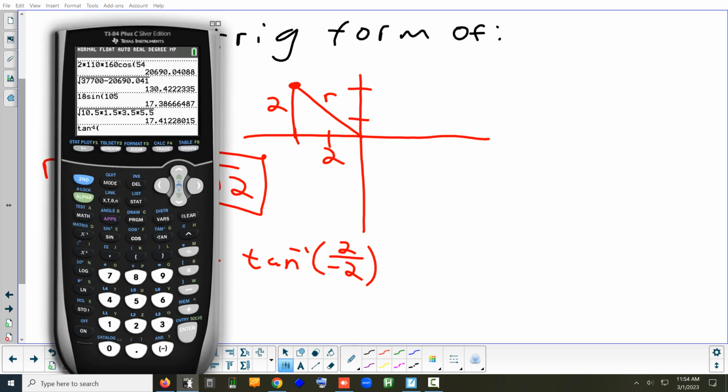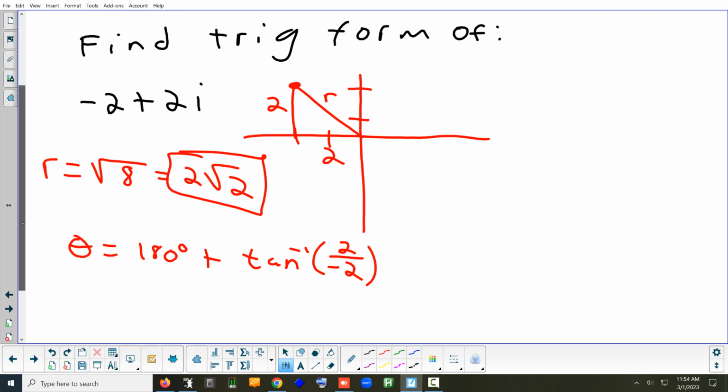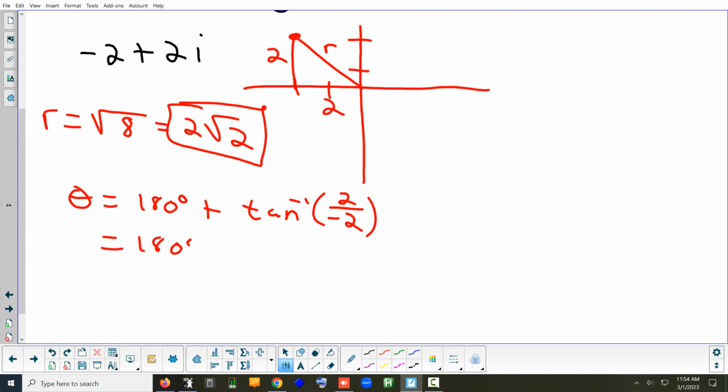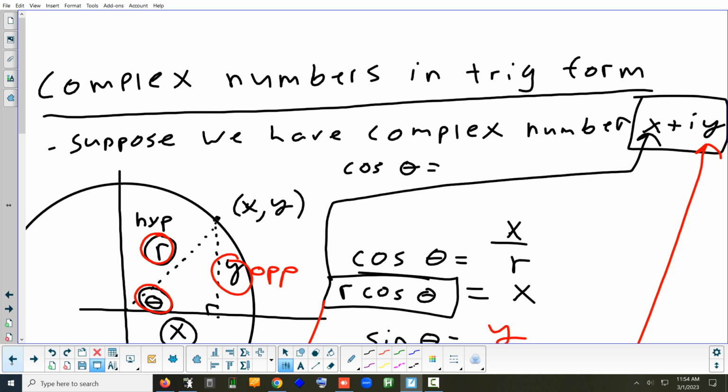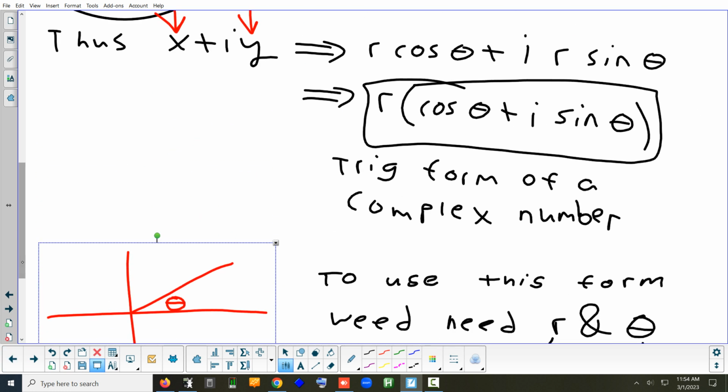So that's really just the inverse tangent of -1, which is -45. So the question is, what is the angle from here to there? $135. Now you take those two numbers and you write your final answer and make sure you put it in that format. Just fill the R in, fill the theta in, and then stop. Don't do anything else.